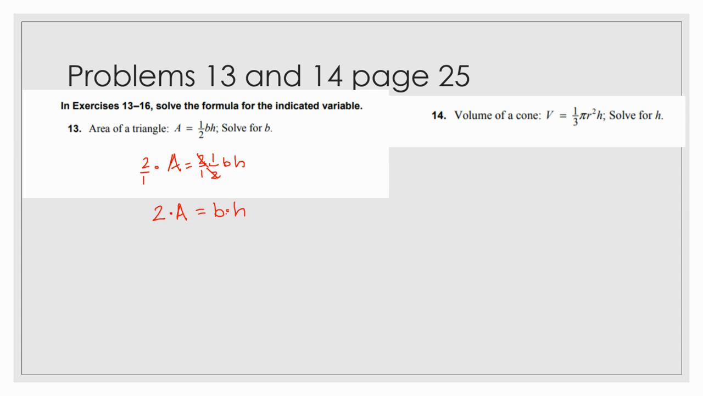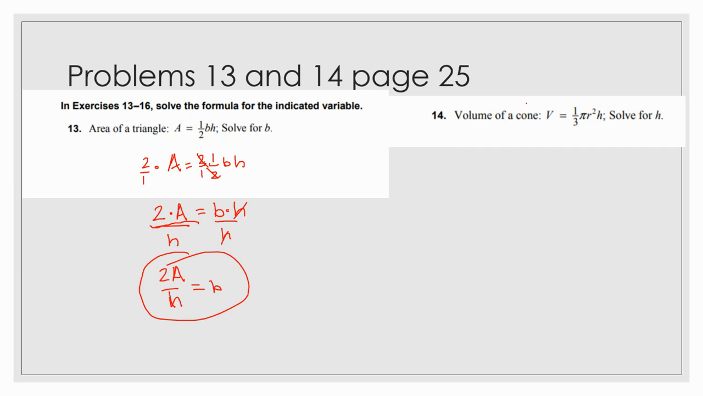Final step, to solve for base, I need to undo the times height. I divide by h. Both sides, whenever you divide one side, you divide the whole other side by h. And so you should get 2a over h equals base. So now, basically, if you've always got the base and you needed to plug it in, you would have a formula for that. How about this one?